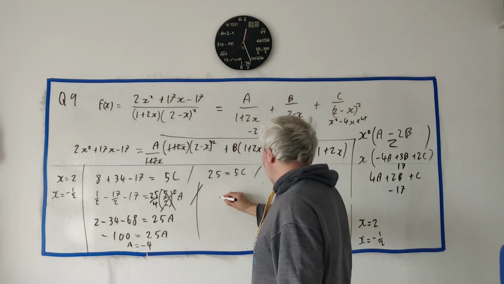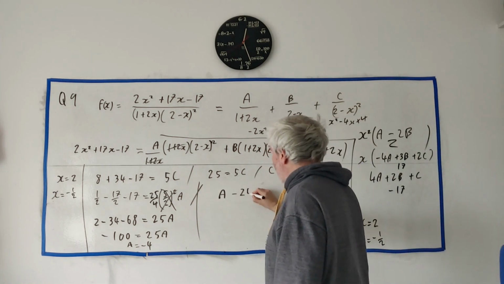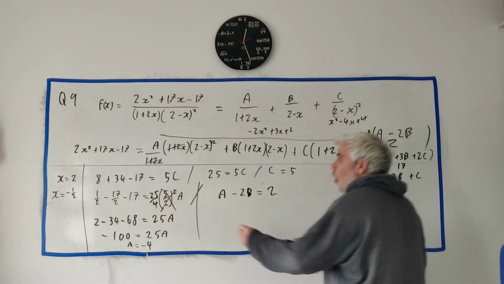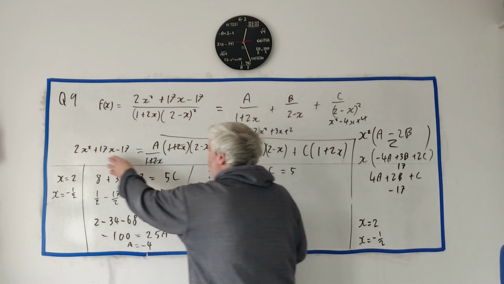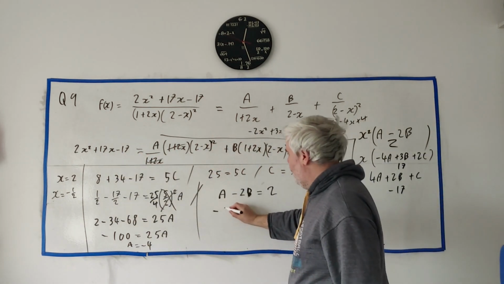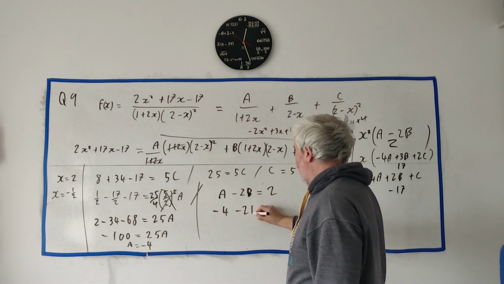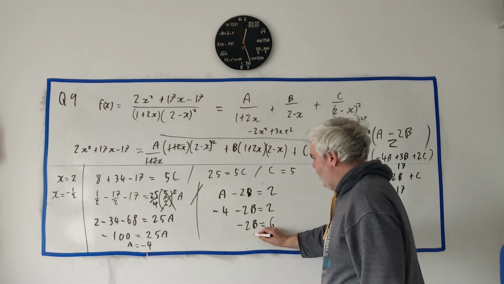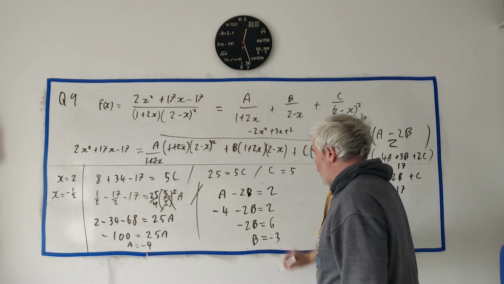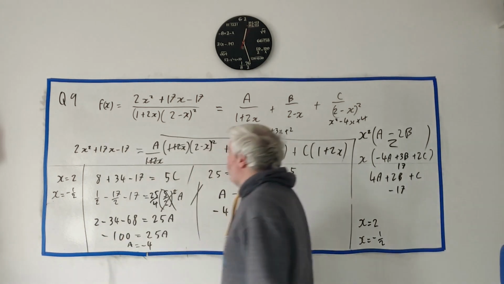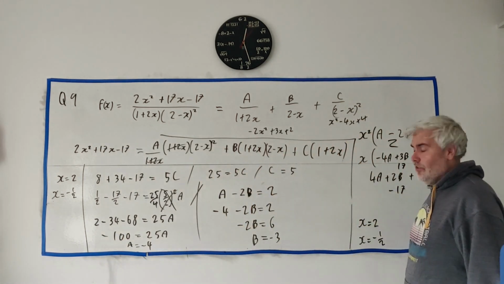So I do know a minus 2b is equal to 2. Remember, all the x squares on the left is 2. All the x squares on the right. But we also know what a is. So minus 4 minus 2b is equal to 2, minus 2b is equal to 6, b is equal to minus 3. And that's it, except what a lot of students forget to do is write the answer.